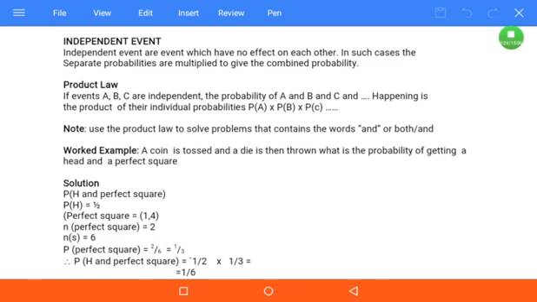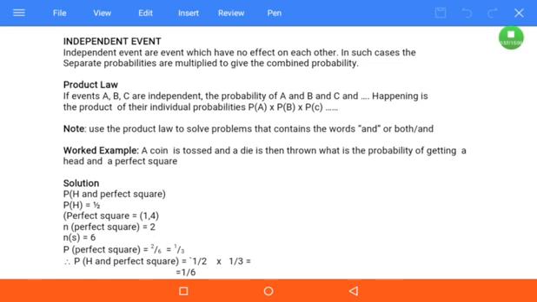Independent events are events which have no effect on each other. In such cases, the separate probabilities are multiplied to give the combined probability. If you remember very well, in the last video class where we discussed mutually exclusive events, we used the addition law, and the common word we use there is the or, the either-or. In this class, we'll be discussing the major word, which is the and. Hence we use the product law.